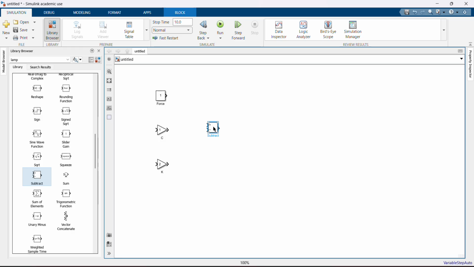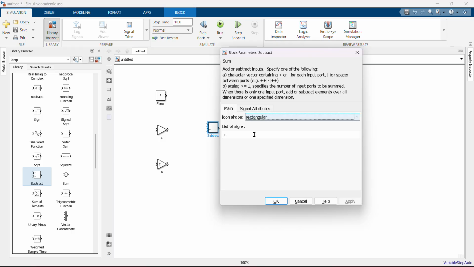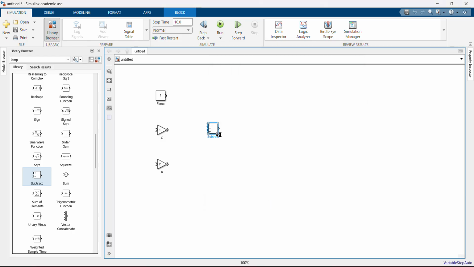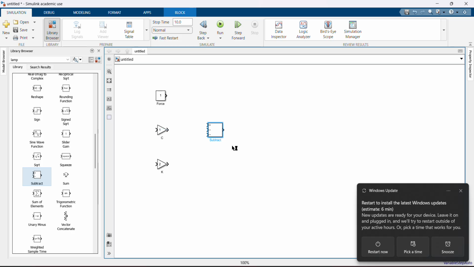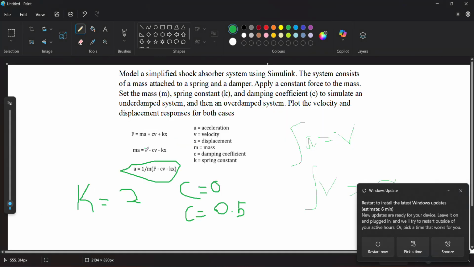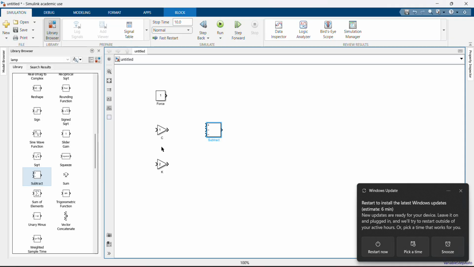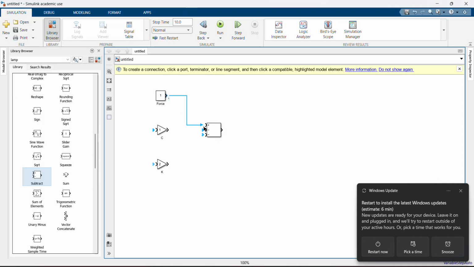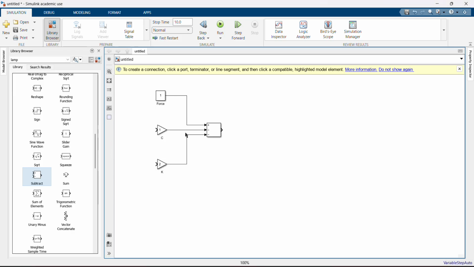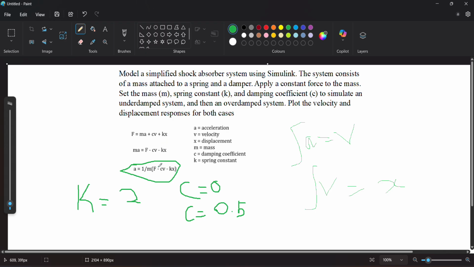So what I'm going to do is double click it, and in the list of signs I'm going to add one more sign, which is a negative, and click OK. So now as you can see, the subtract block has 3 variables. So let's do it. As per our equation, force is a positive variable. So I'm dragging the force to the positive port, and the remaining ones I'm dragging to the negative ports. So now we have the basic variables inside the bracket.